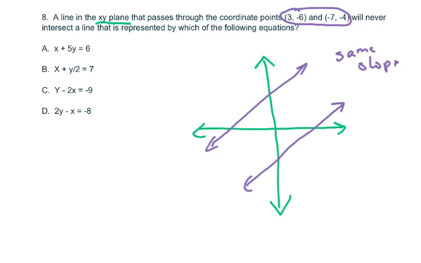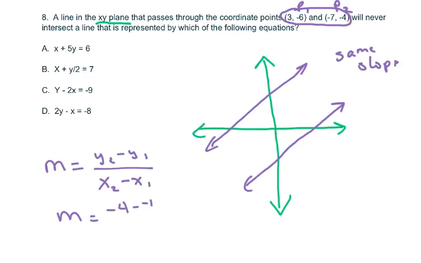I'm going to do my slope formula, and I'm just going to call this point 2 and this point 1, and subtract that way. We know it's y sub 2 minus y sub 1 over x sub 2 minus x sub 1. So our slope is going to be negative 4 minus a negative 6 over negative 7 minus 3. This is going to be plus 6, negative 4 plus 6 is 2, over negative 10. So basically it's negative 1/5. So we have to find which one of these has a slope that's negative 1/5.